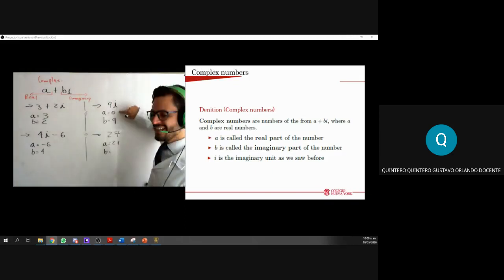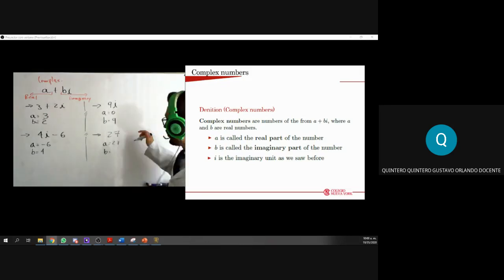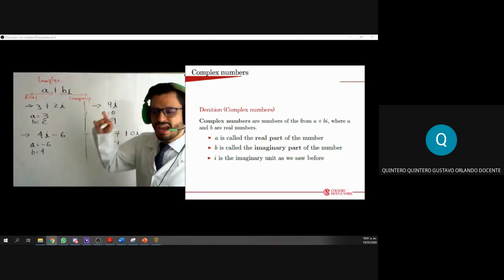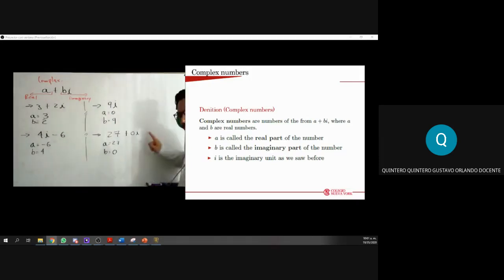Just like in this example, the value that did not appear was 0. In here we have plus 0i. 0 times anything is 0, so we can just forget about this. 27 is the same as 27 plus 0i. So we have the value of b. We have our complex number.